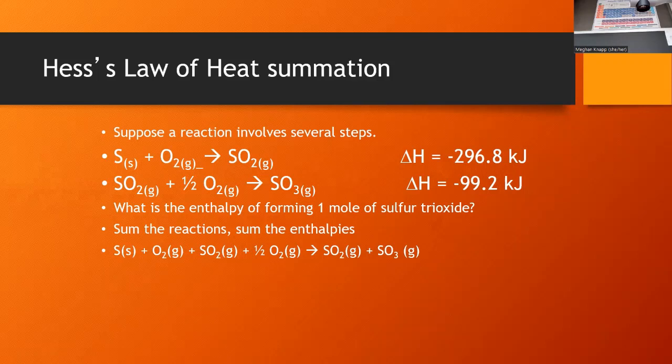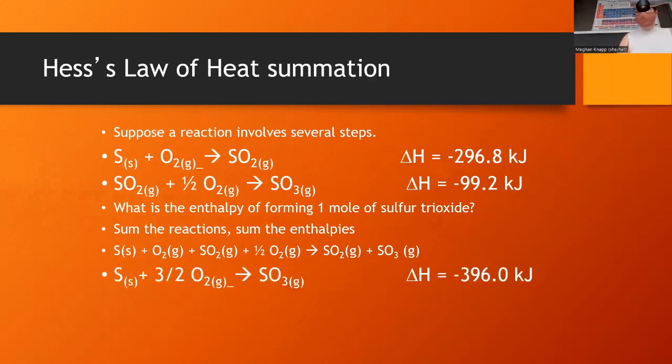Okay, so if we get rid of these two and then we add these two together, then we've got the equation for the formation of sulfur trioxide. So that tells us we're meeting the goal equation. So we're just going to add together these two equations, or these two enthalpies. So where does this number come from? It is the sum of these two. Sum means adding up, right?